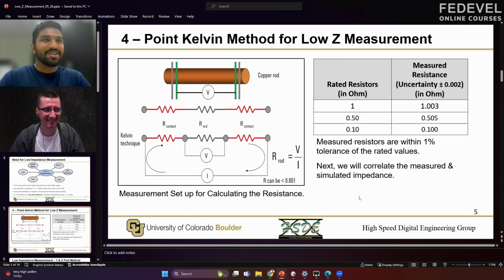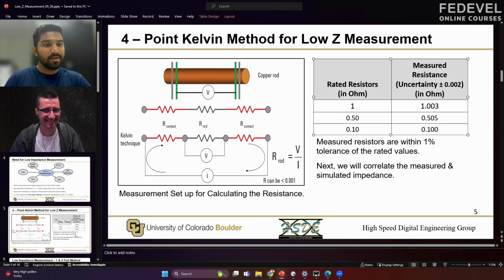Okay, so perfect. These resistors were rated at 1% tolerance, and the resistance values that I got as a result of this 4-point Kelvin method measurement are well within 1% of the tolerance values. So now we know what to expect as an answer when we actually measure these resistors using the 2-port method. Now we can go ahead and I'll introduce you to the device setup.